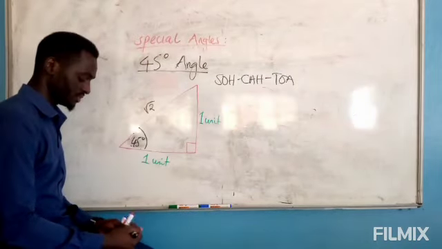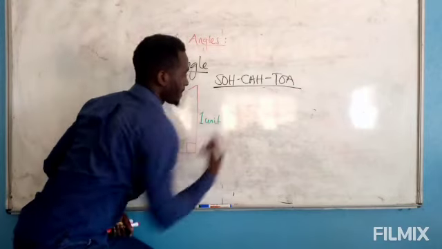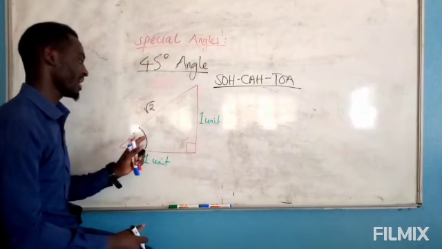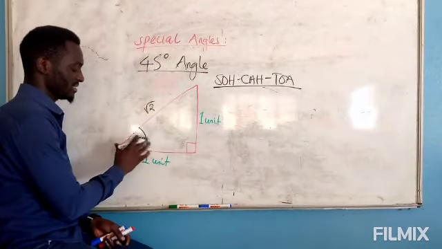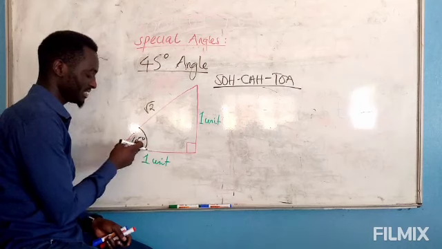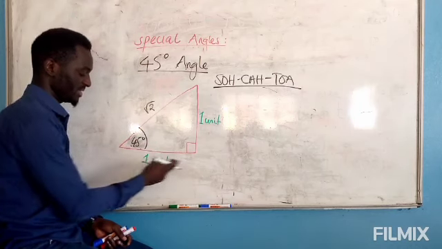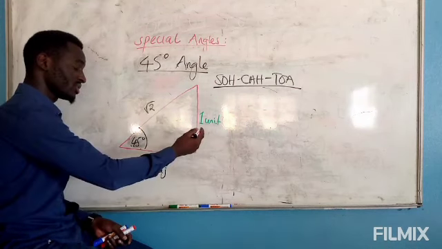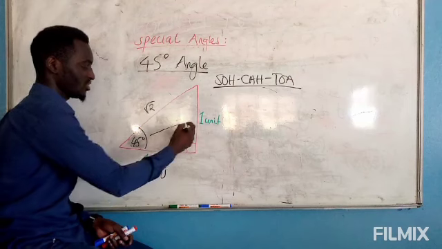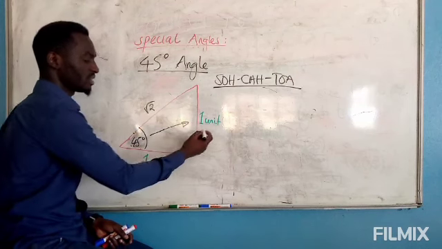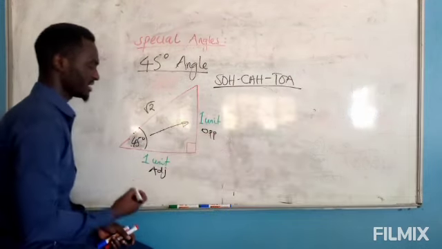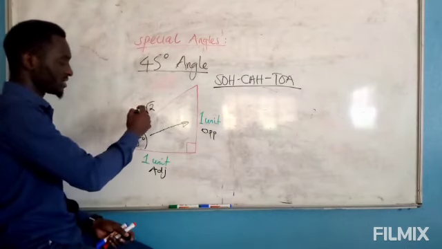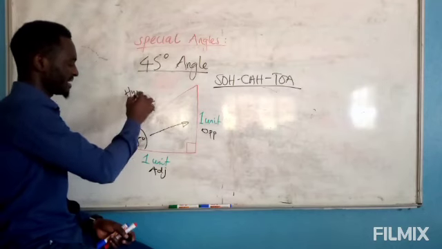I want you to apply SOHCAHTOA on this particular triangle. We know that this is the angle given. Now that we have an angle given here, we know that this side will be adjacent, right? We also know that this side is exactly opposite to our given angle. So this side is the opposite. And of course we know that root of 2 is representing the hypotenuse.